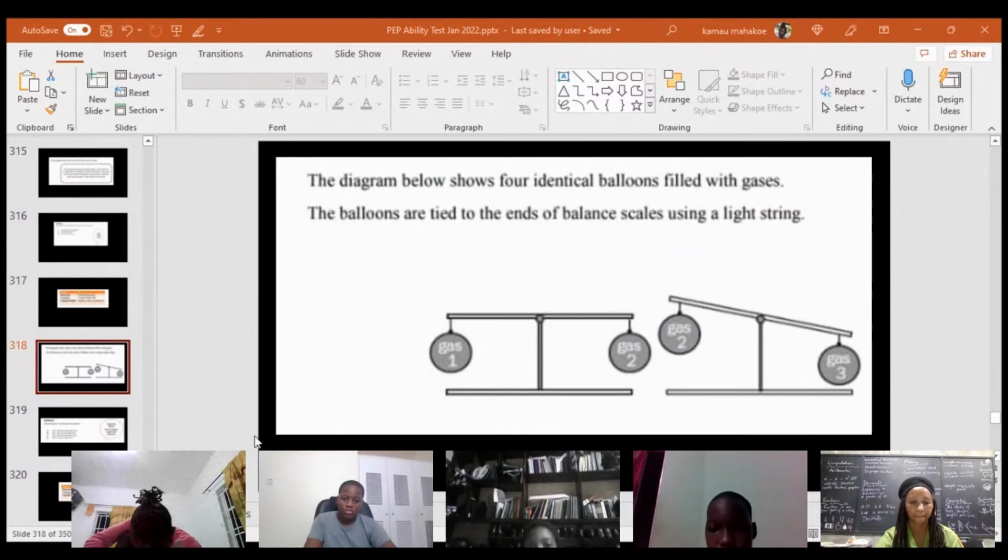Okay, miss. The diagram below shows four identical balloons filled with gas. The balloons are tied to the ends of balance scales using a light string.